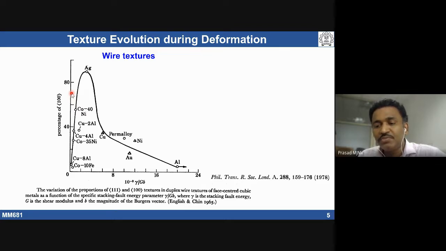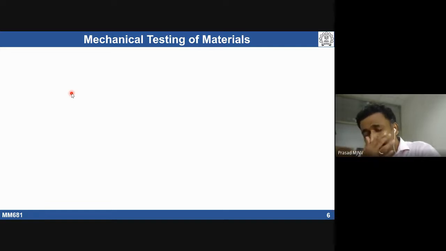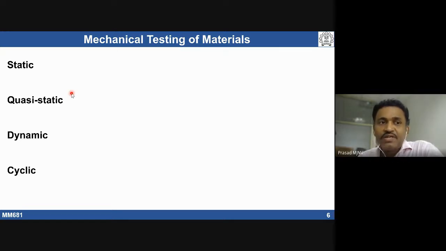The new topic is cyclic plastic deformation, which is nothing but what we are talking about as a fatigue kind of deformation of materials. When you talk about mechanical testing, when you test the material mechanically, there are different types of testing categories. It can be static testing, quasi static, dynamic, or cyclic. That means the way you apply load to the material.